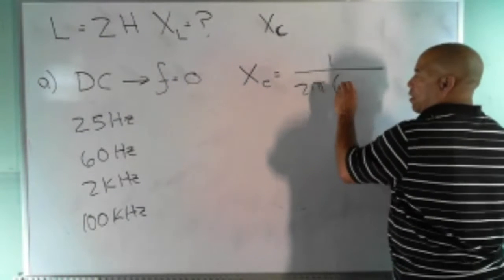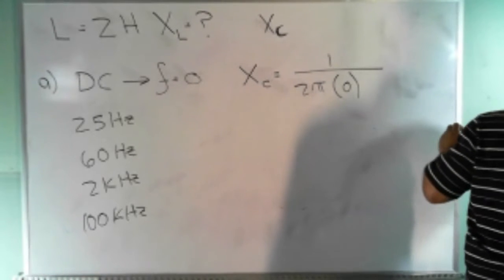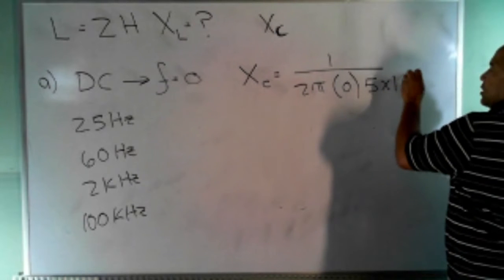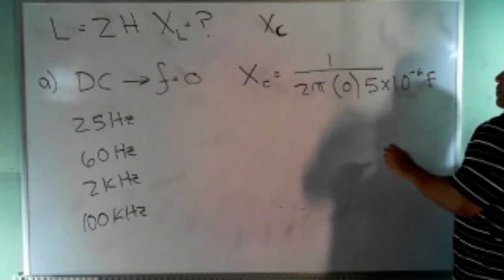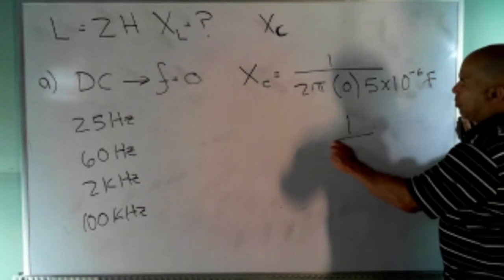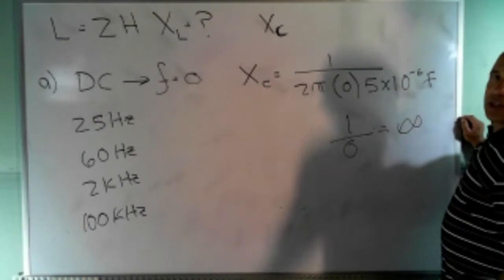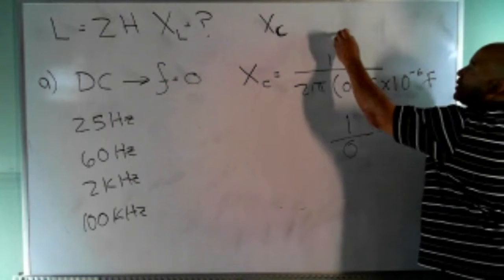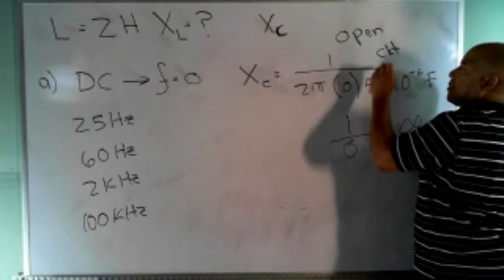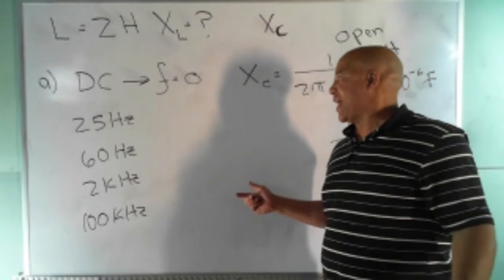But if f is 0, and C was, I think I said 5 microfarads, yep, this is 5 times 10 to the minus 6 farads. So what happens here, with that 0, I get 1 over 0, which is infinity. So infinite ohms, basically they call this an open circuit. We consider an open to be infinite ohms.